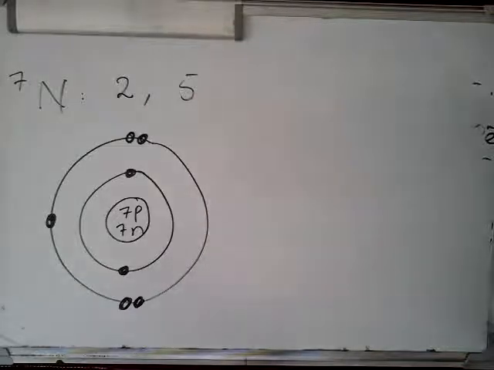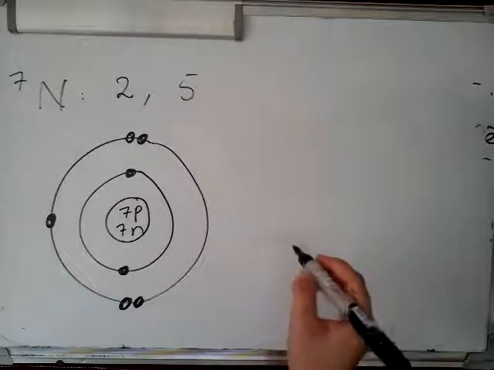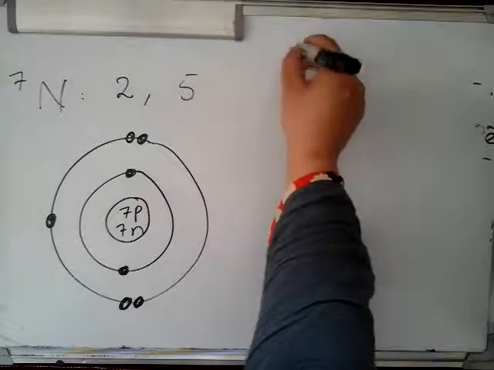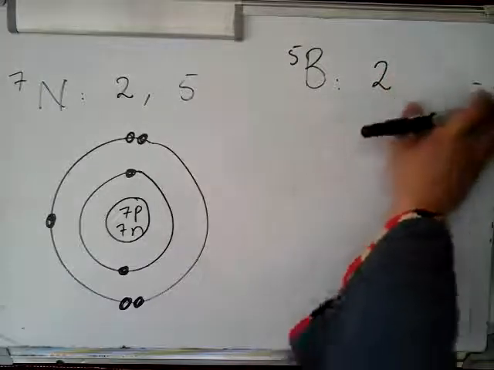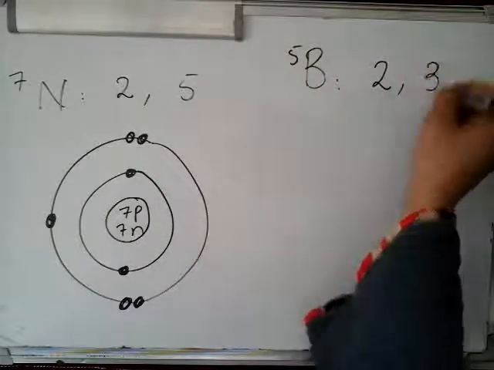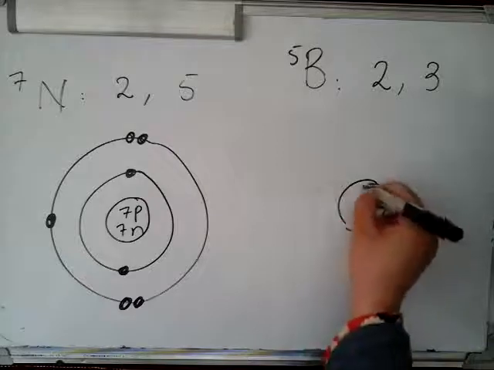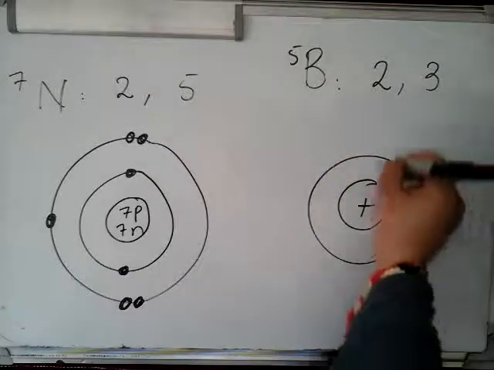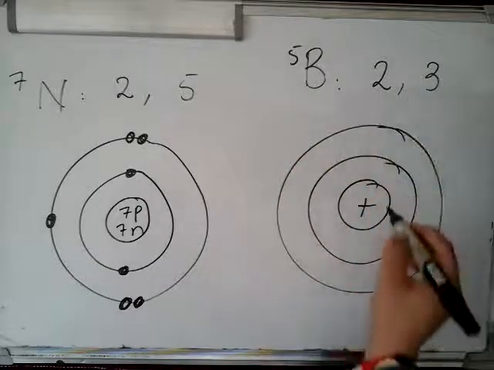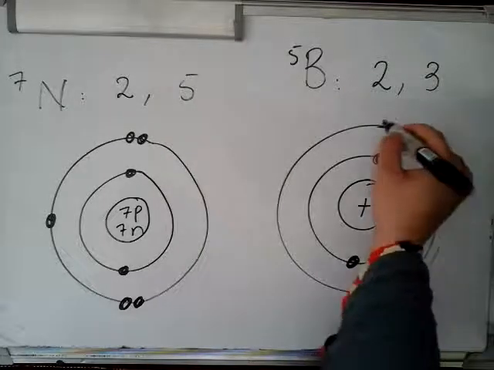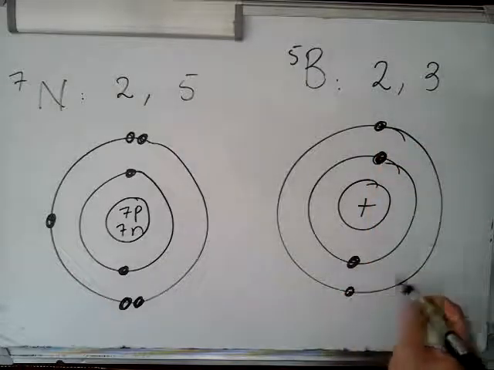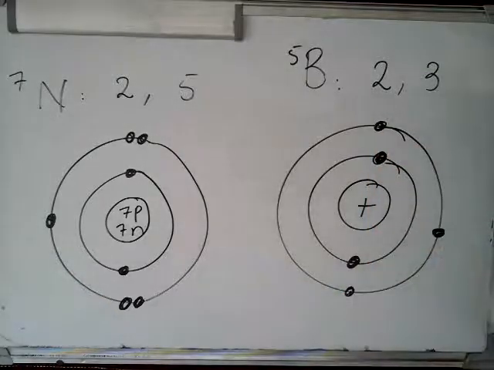In the same case, for example, boron atomic number is 5. So the electronic configuration would be 2, 3. The first shell can accommodate 2 electrons, and the remaining 3 electrons go in the second shell. Is that clear? Let's do another example.